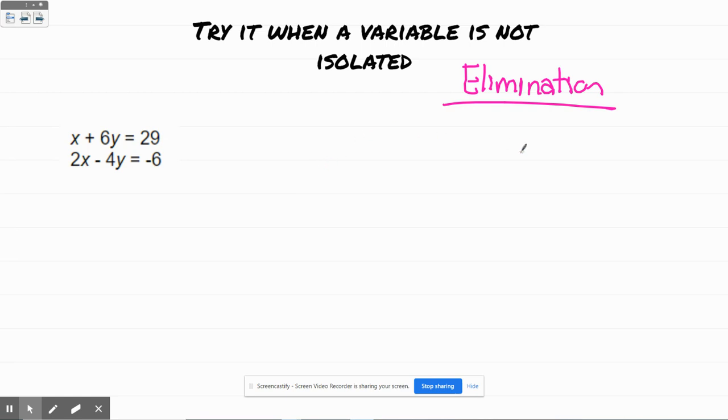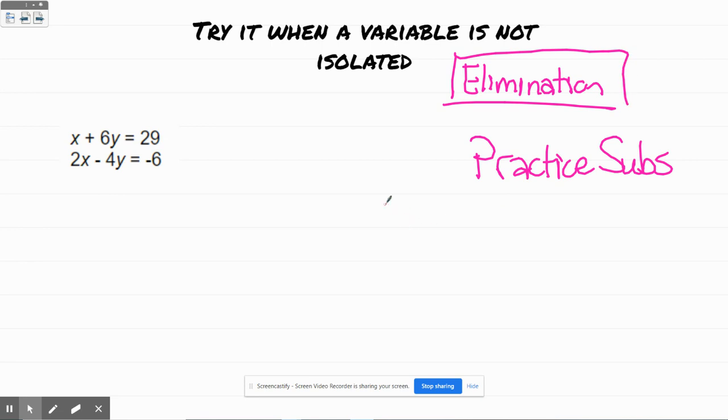Today, I do want everybody to practice with substitution. So we are going to use substitution even if you would rather not. But on your test, if it was lined up like this and you chose to use elimination, that would be fine. If it's not isolated, you will have to isolate.